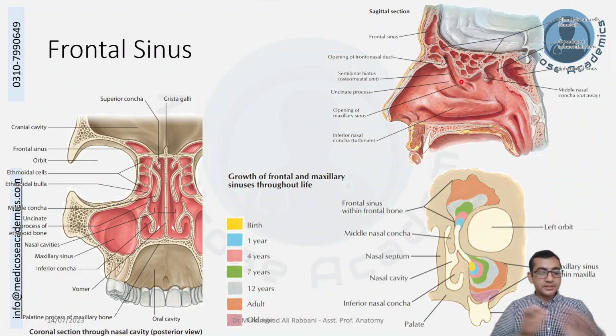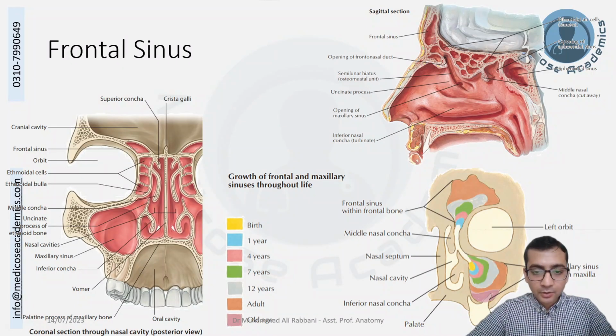So that is all about the sinuses. I will be concluding my lecture here.